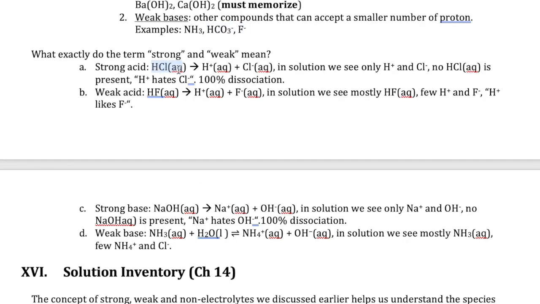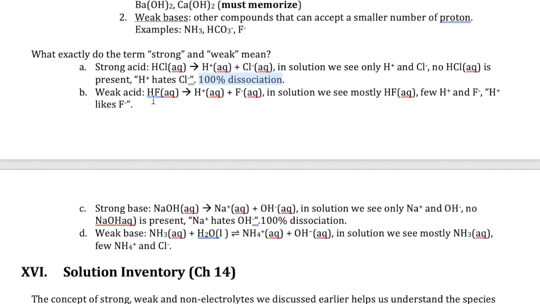If we have a strong acid, what we mean is that when we take that acid and put it in water, in the solution, what we will see is H plus and Cl minus. We wouldn't see any HCl (aq) present. So in other words, the molecular form doesn't exist anymore, only the ionic form exists. So this is what we call 100% dissociation.